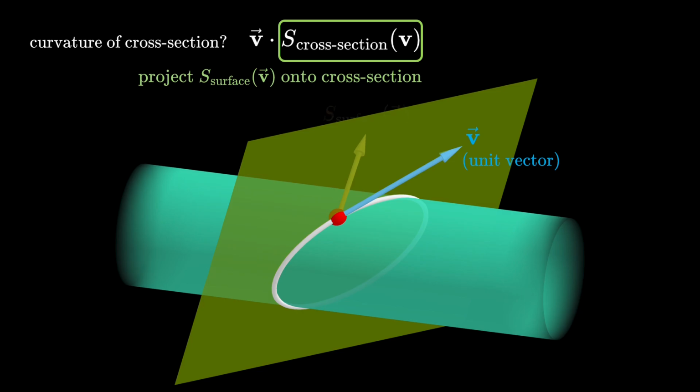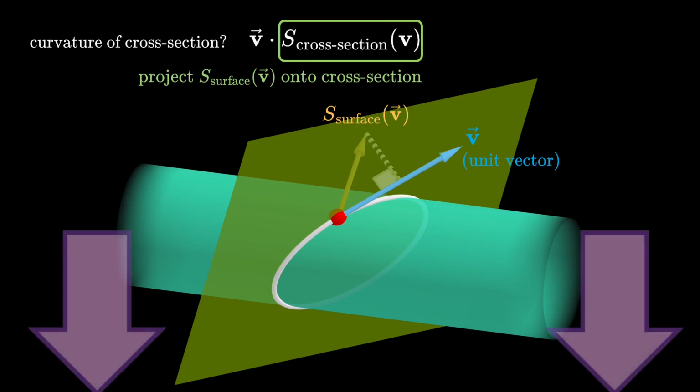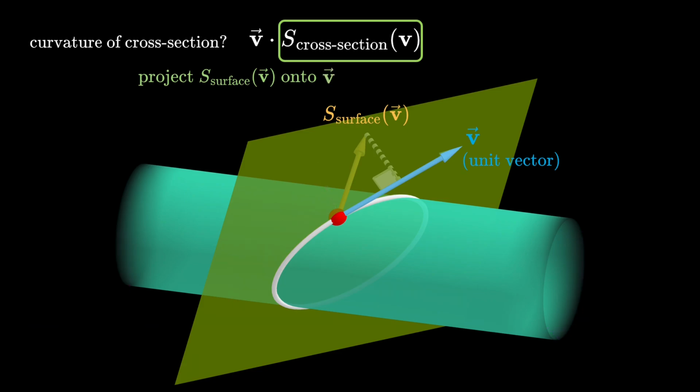Luckily, every time when we project S surface of v onto the cross-section, it must align or anti-align itself with v. Why is it always the case? Comment below as an exercise. It has something to do with the fact that the normal vector lies on this cross-section. Anyway, the upshot of this is that S cross-section of v is actually the projection of S surface of v onto v itself. Therefore, the dot product actually equals v dot S surface of v.